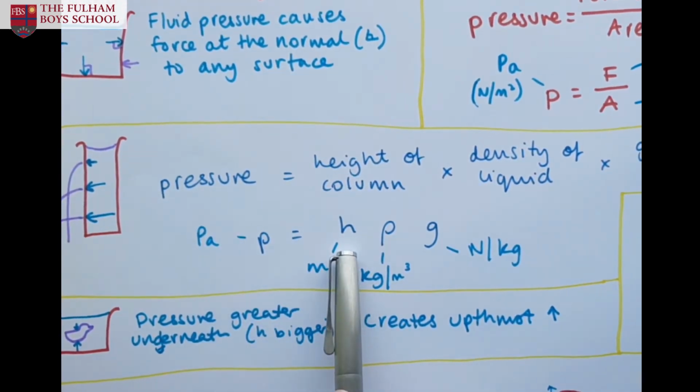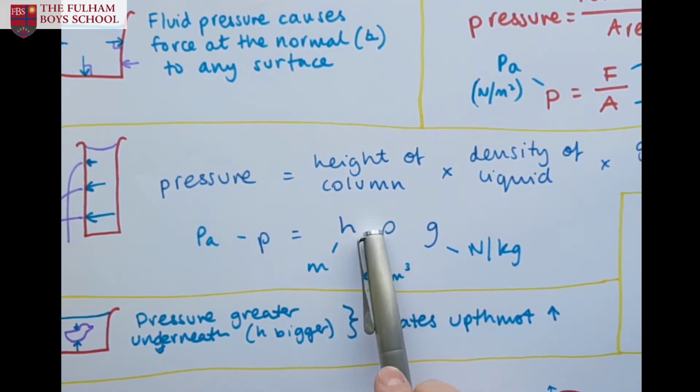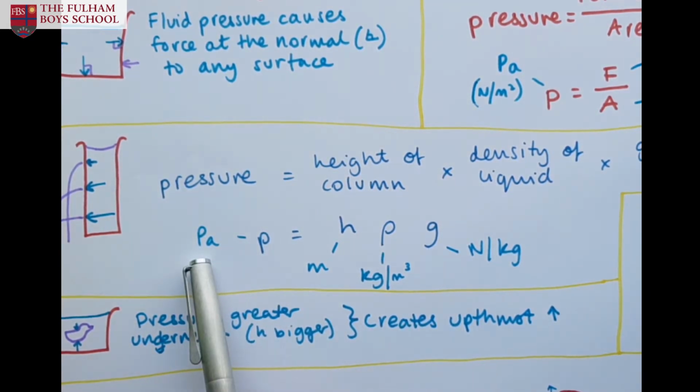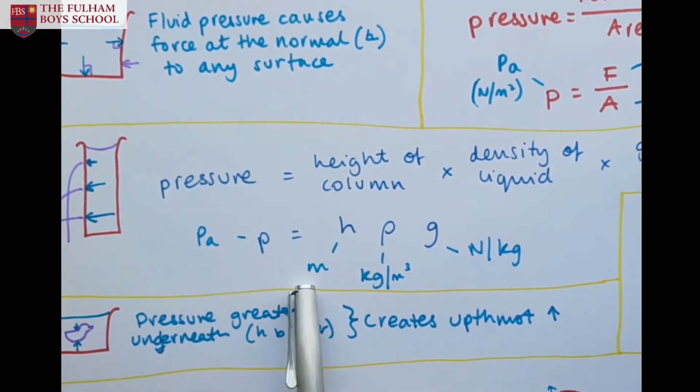Pressure is h for height times rho for density. This is not a p, this is a rho, times g. Pressure, again, pascals or newtons per meter squared. Height in meters. Density in kilograms per meter cubed. And gravitational field strength, newtons per kilogram.